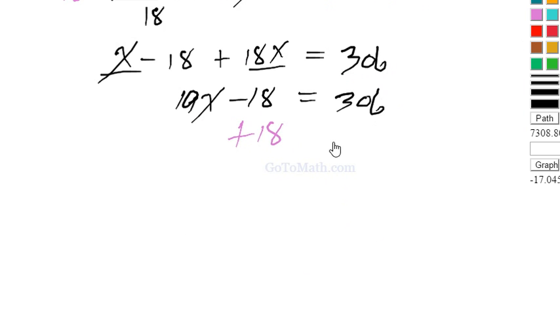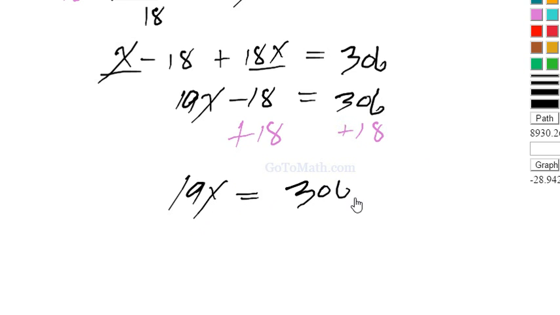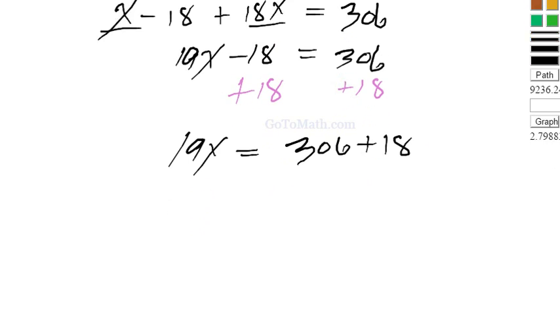18 to both sides. Work with a lot of 18s in this problem. Could get confusing, actually. And the reason for that is we want a 0 here, right? So we're going to have 19x is equal to 306 plus 18, which you need to figure out what that is.